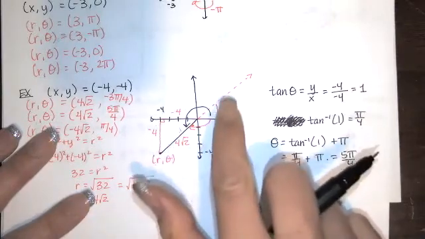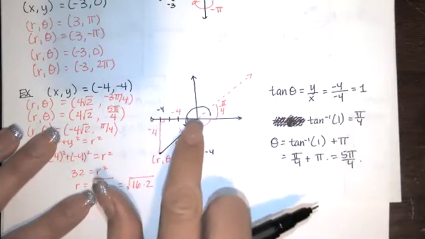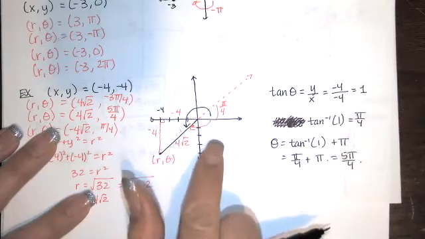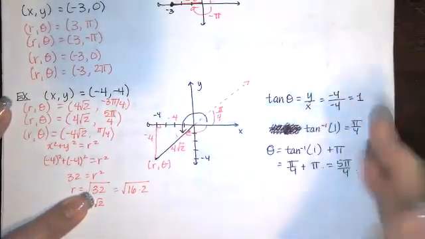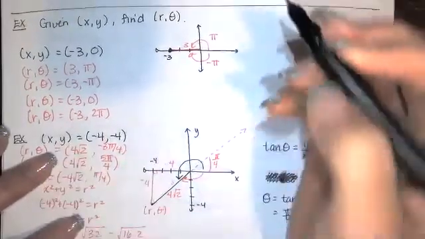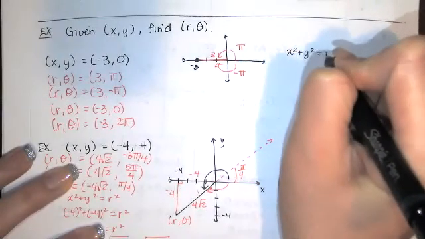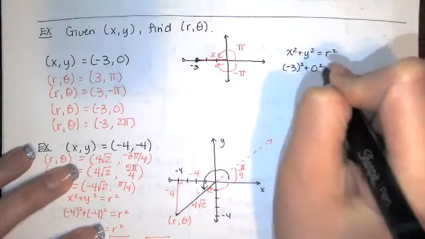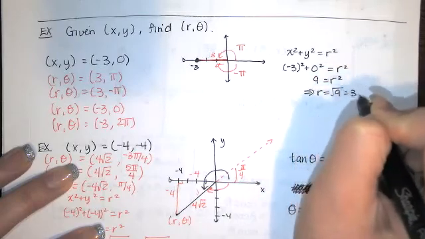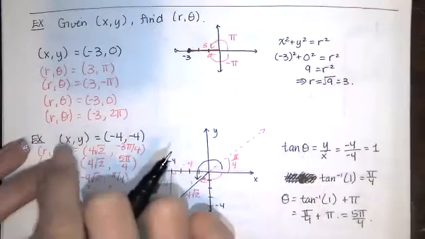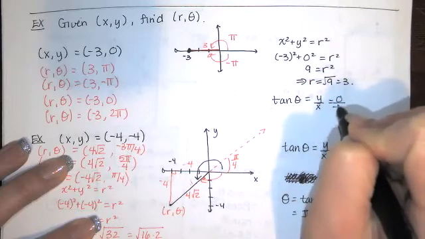If we're in this quadrant, the inverse tangent will give us this angle. Then we'll add pi to it and we'll end up in the right place. If we're in this quadrant, the inverse tangent will give us a negative angle over here. Add pi to it and it'll land you in the right place. Okay. Now you could do the same thing with this. Obviously, if x and y are -3 and 0, you get r squared equals 9. So r equals the square root of 9, which is 3. That's one option. And then tangent of theta is equal to y over x. So 0 over -3, which is 0.